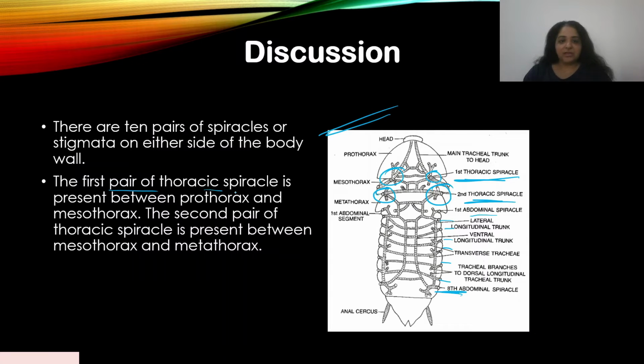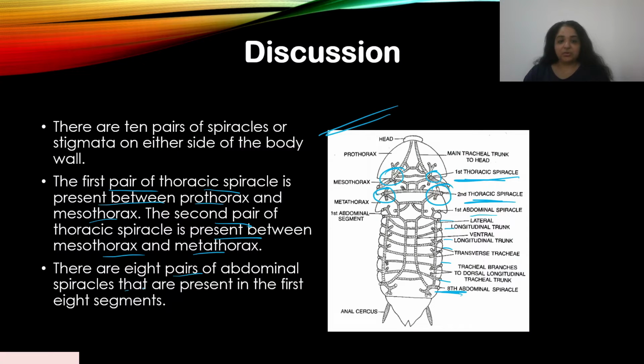The first pair of thoracic spiracles is present between prothorax and mesothorax, as I already explained. Second pair is present between mesothorax and metathorax. And there are 8 pairs of abdominal spiracles that are present in the first 8 segments. So this is how the spiracles are positioned. Clear? Let's move on then.